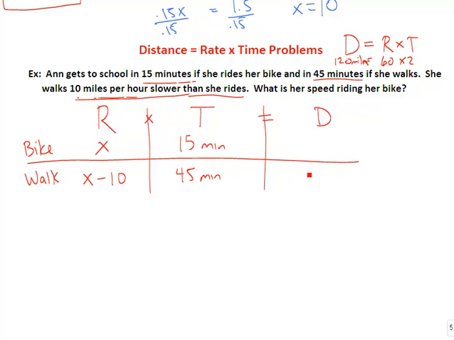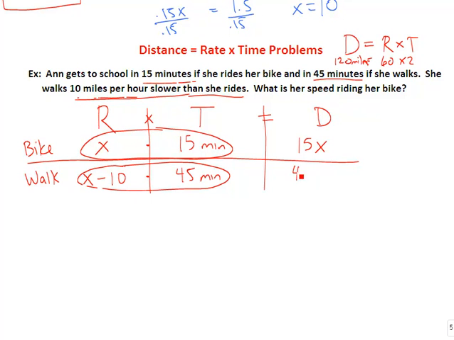To get the distance column over here, we're going to use our formula. We're going to take the rate that we are given times the corresponding time, and we're going to multiply those together. So the rate for biking times the time for biking would be 15 times x. I'm putting the 15 in front just to make it look a little bit cleaner. For walking, my rate was x minus 10, and my time was 45 minutes. So I'm going to do my rate times my time.